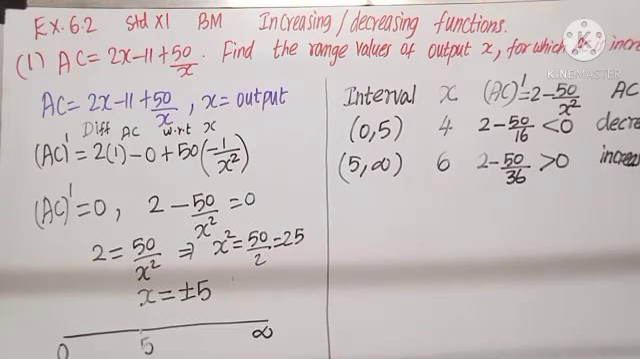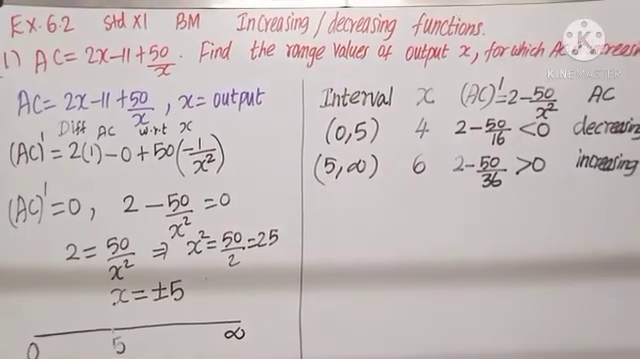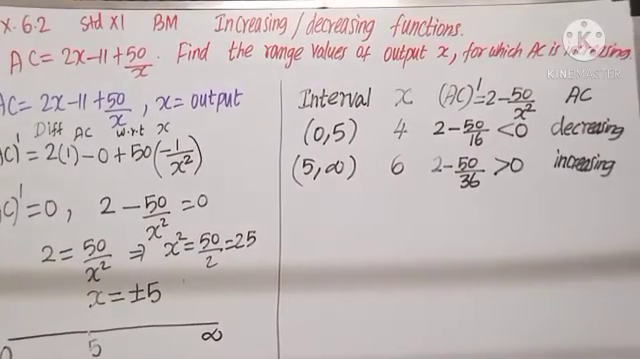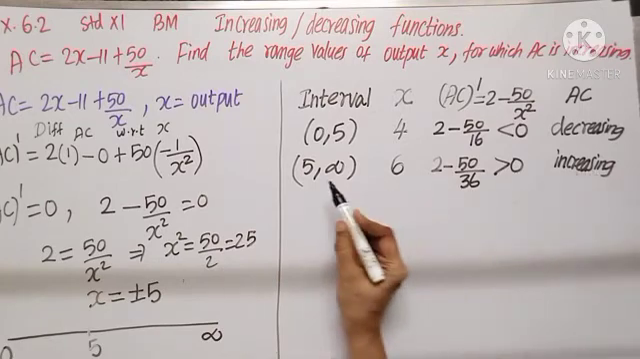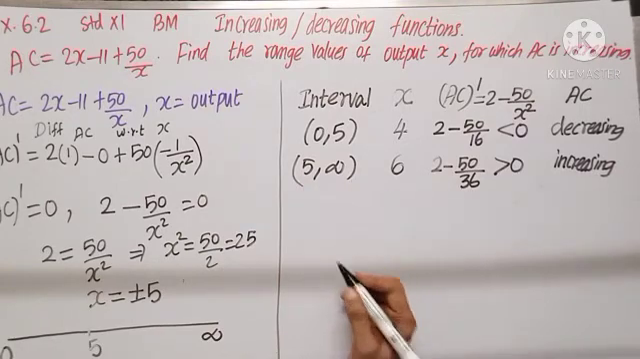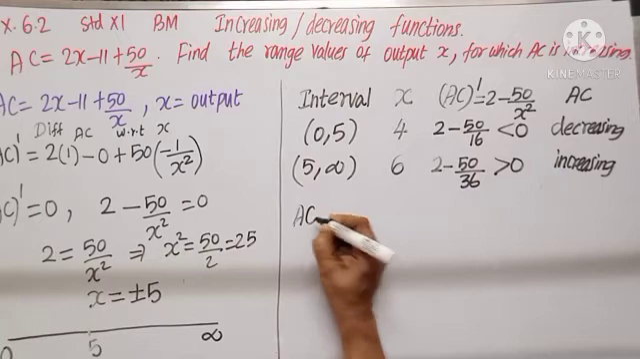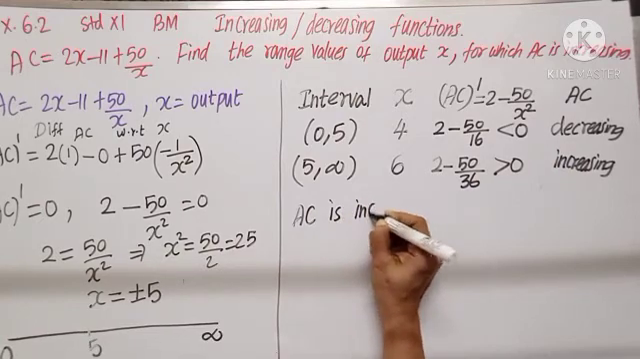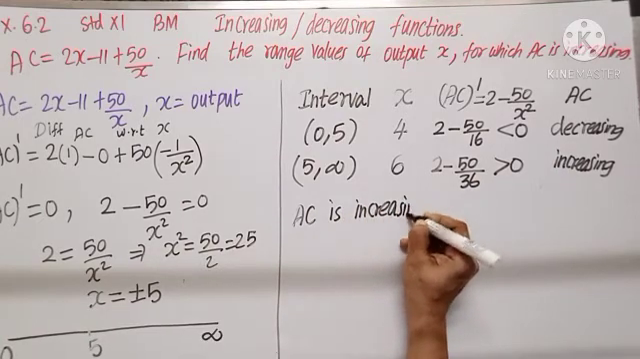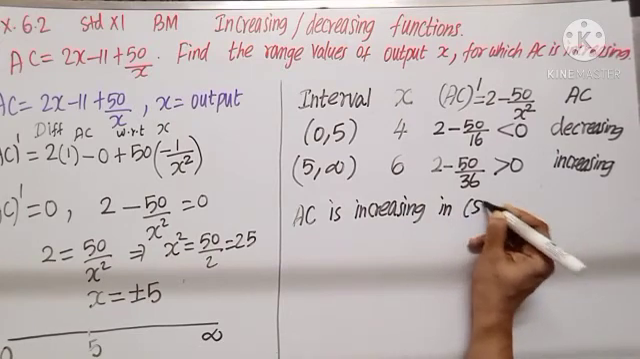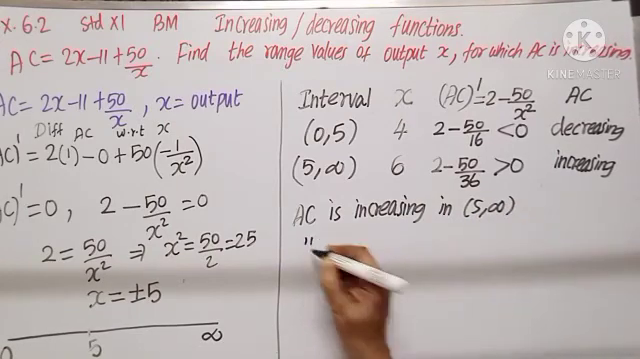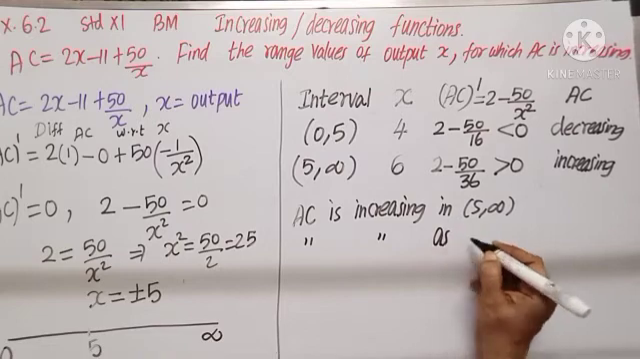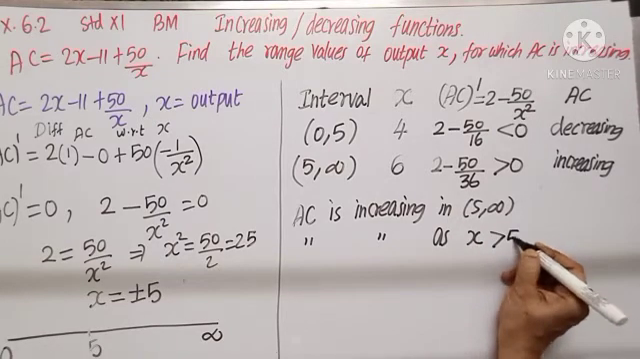As I know, AC is increasing is my question. Which interval is it increasing? 5 to infinity. Let us take and write the answer. AC is increasing in 5 to infinity, or I will say AC is increasing as x is greater than 5.